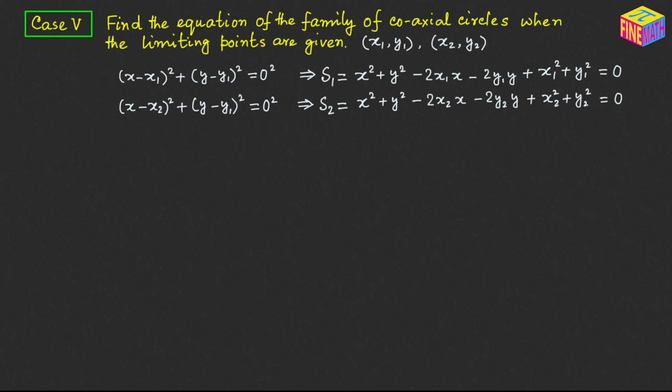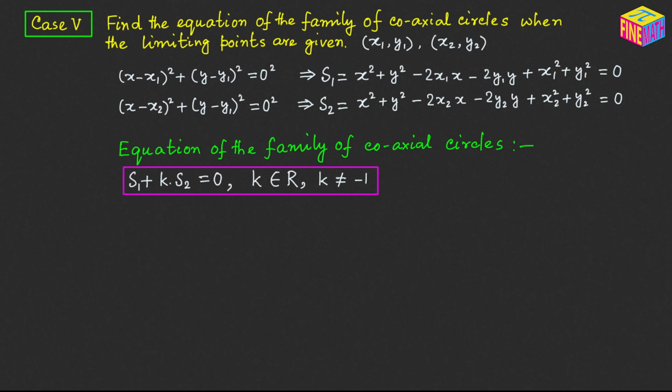Using these two equations we should be able to come up with the general equation of the family of circles. We know that the general equation of the family of coaxial circles can be written like this when we are provided with two equations of circles. In this case we were provided with the coordinates of the limiting points, not the equations of the circles, but using the coordinates of the limiting points we have been able to come up with two equations of circles belonging to that family, and then using those two equations we can write down the general equation of the family of coaxial circles. Next I am going to plug in the values of s sub 1 and s sub 2.